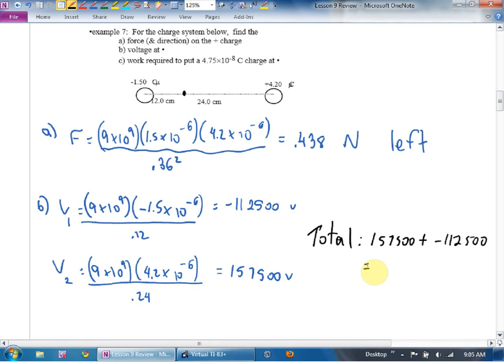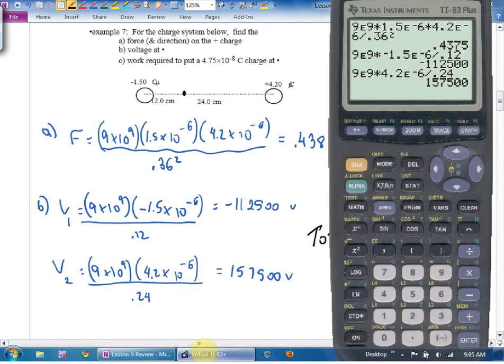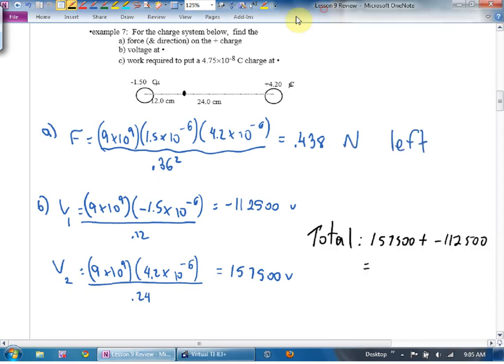I'm getting 45,000 volts. Direction? It's a scalar, no direction.